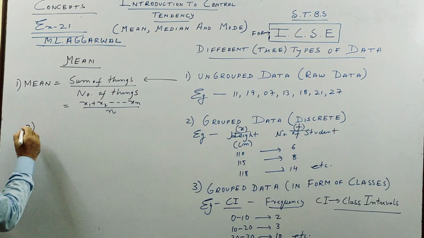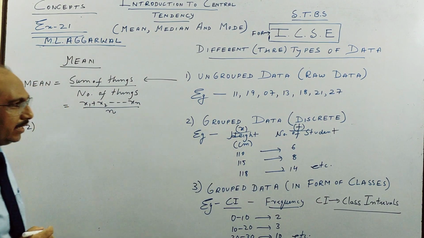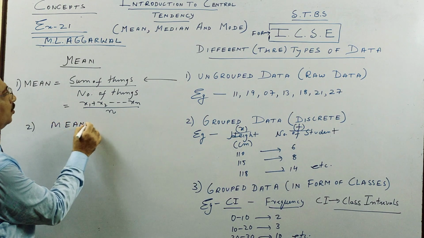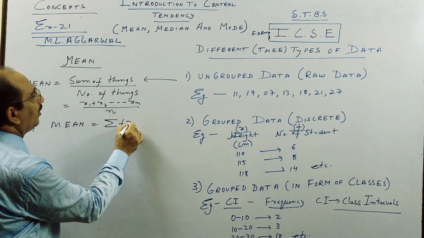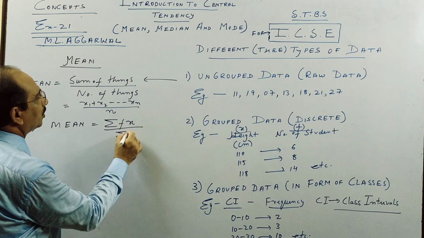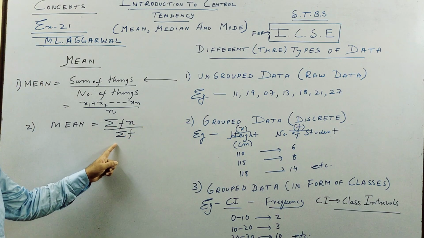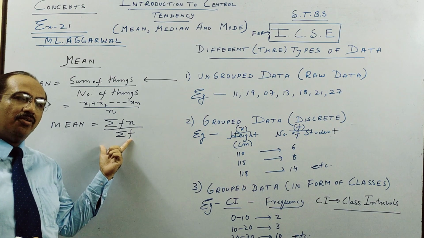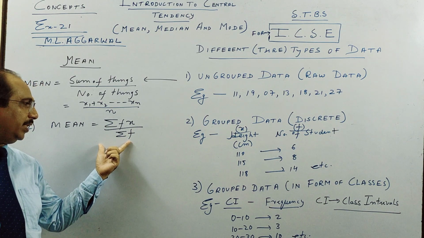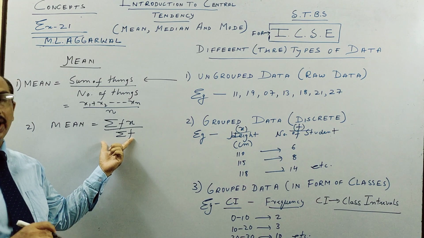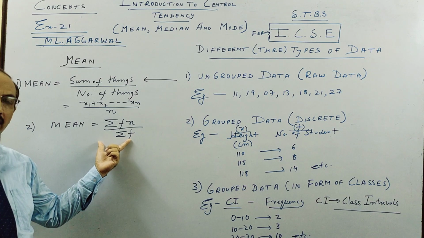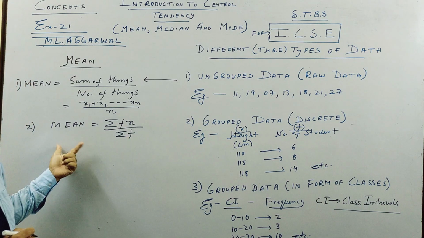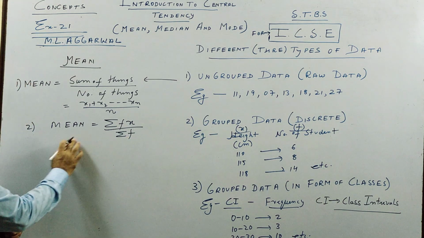Second one, you will see, when we have group data discrete, we have mean is equal to summation of fx by summation of f. Summation of fx by f. So this, please see my first video on mean, part 1. You write mean, part 1, ICSE, class 10, you will get details of all this. So this is second one of it.